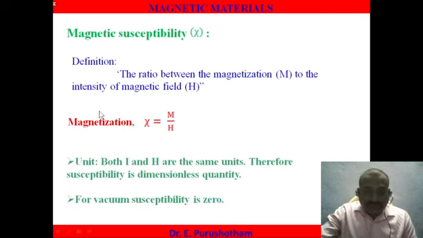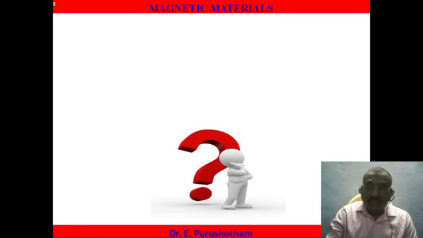You need to note that this magnetization is I or M. Here it is represented as I, intensity of magnetization, or simply magnetization capital M. Capital M and capital H have the same units, so therefore susceptibility is a dimensionless quantity. For vacuum, susceptibility is 0. For vacuum, susceptibility is equal to 0.